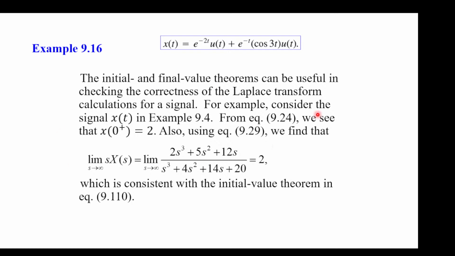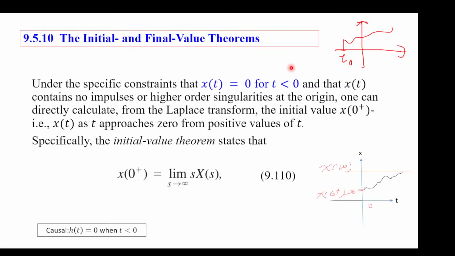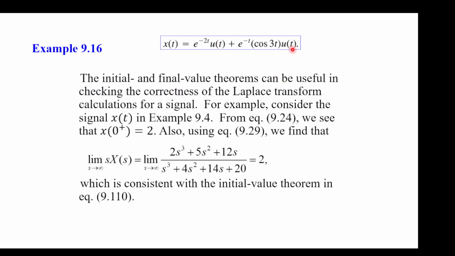For example, we have example 9.4, where x of t equals e to the minus 2t u of t plus e to the minus t cosine 3t u of t, and obviously it satisfies the condition, since for t less than 0 both terms are cut off by u of t and are 0. The initial value is easy to check. At t equals 0 plus, u of t is 1, e to the minus 2t is 1, e to the minus t is 1, and cosine 0 is 1, so we get 1 plus 1 equals 2.